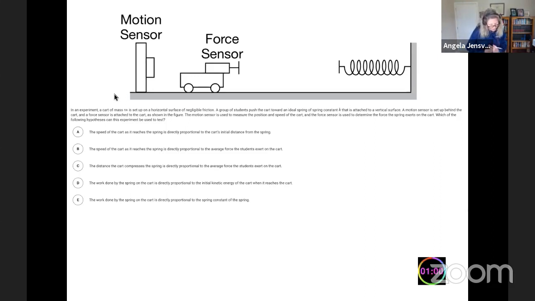All right, so if you read the question, it says the motion sensor is used to measure the position and speed of the cart. Force sensor is used to measure the force the spring exerts on the cart. So which of these questions can be tested using the equipment? The speed of the cart as it reaches the spring, we can definitely measure that, is directly proportional to the cart's initial distance from the spring.